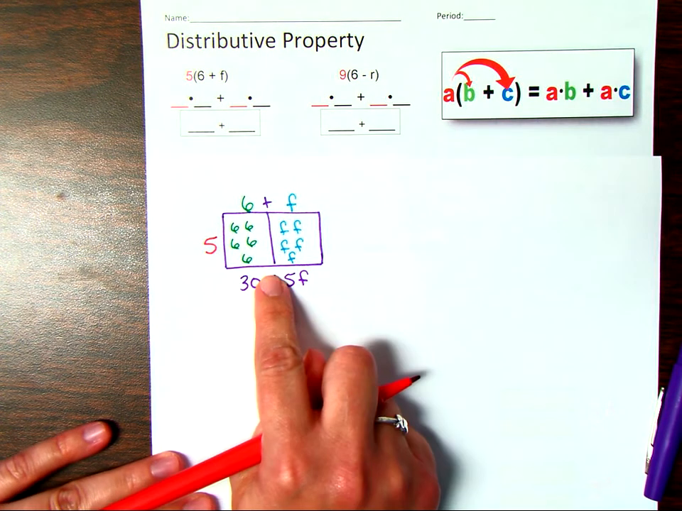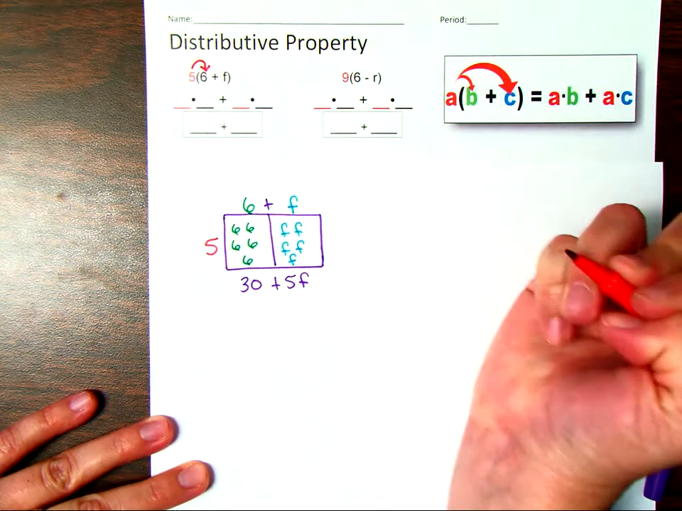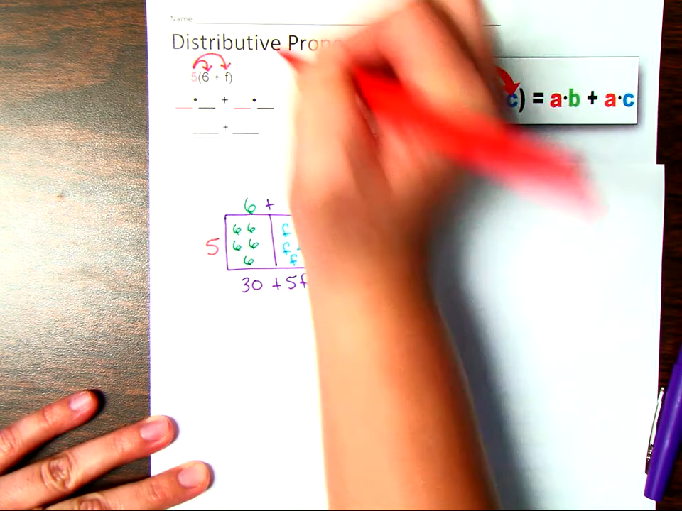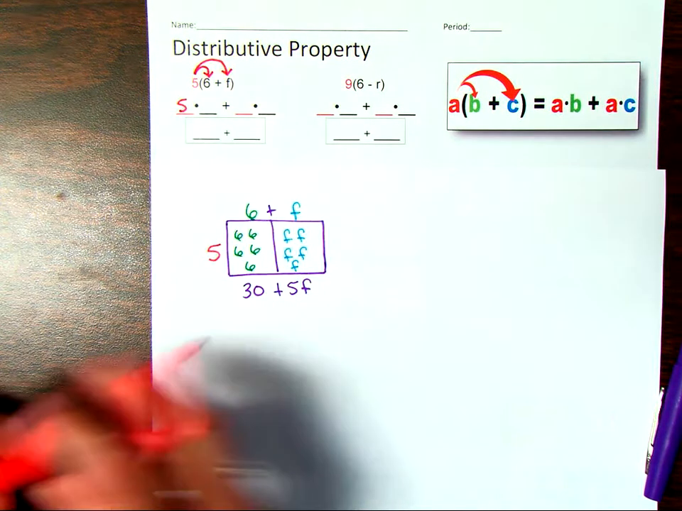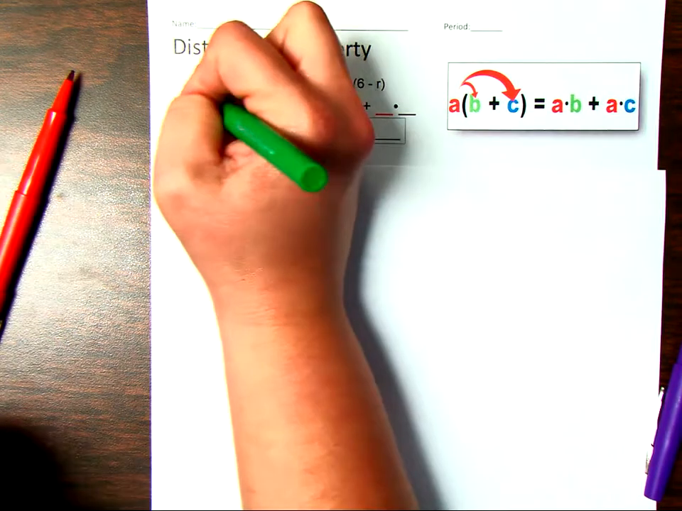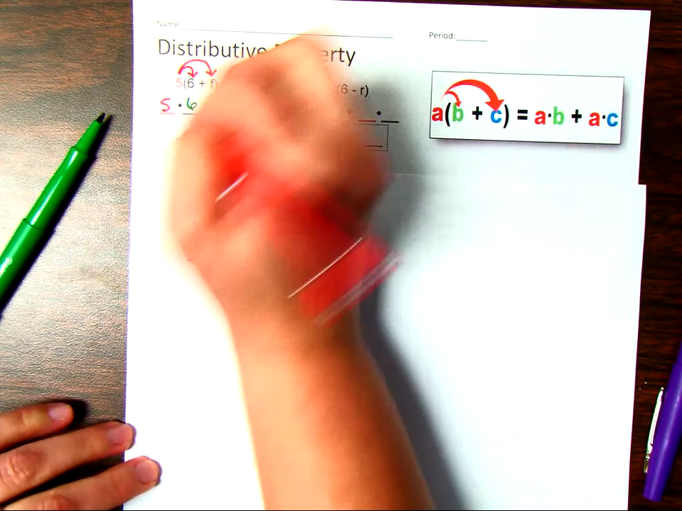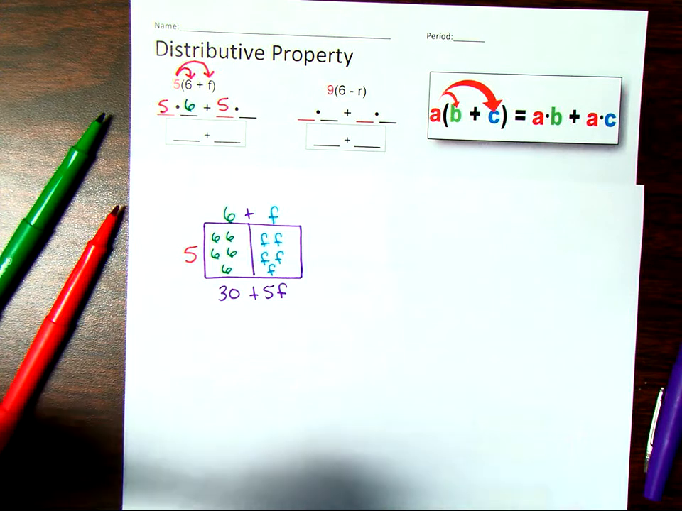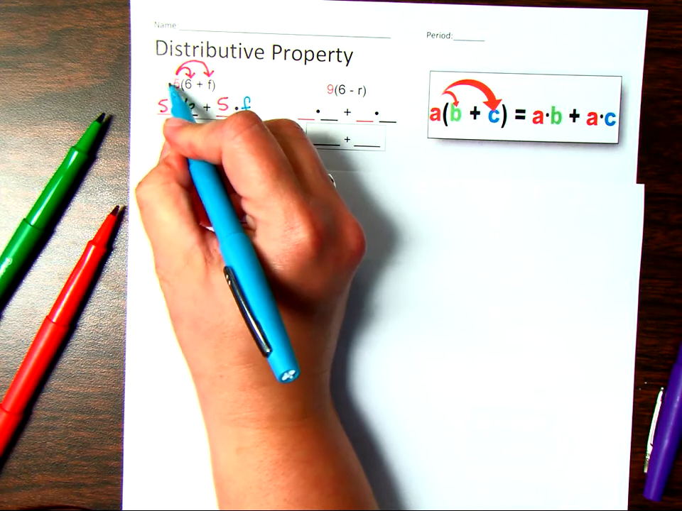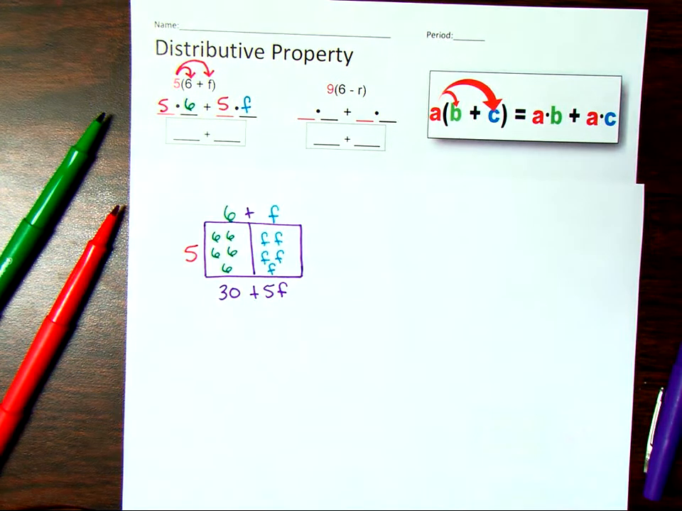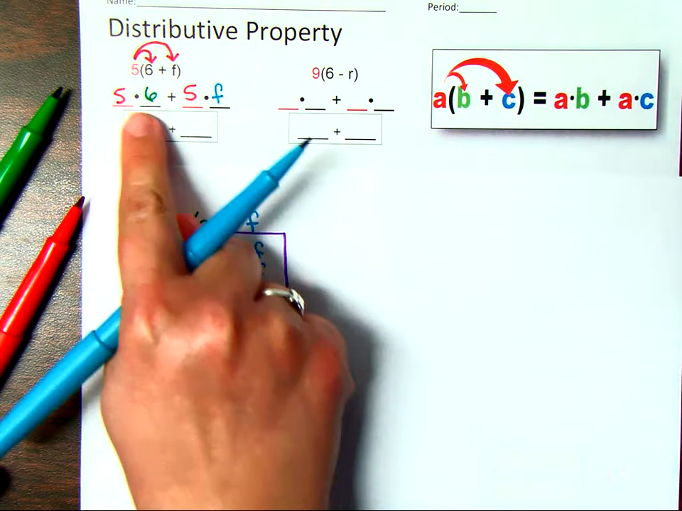Well, instead of having to draw this picture each time, we're taking this 5 and we're distributing to the 6. And we're taking this 5 and we're distributing to the F. So the 5 is going to be multiplied with the 6, and the 5 is going to be multiplied with F. So that outside number is distributed to every single part inside there. So I'm just color coding these over here with this part right there. So here's our process.